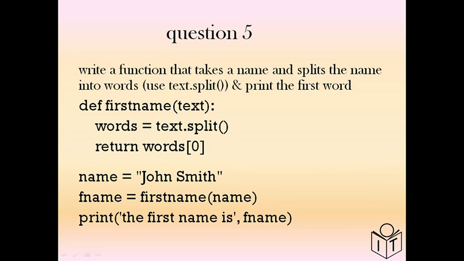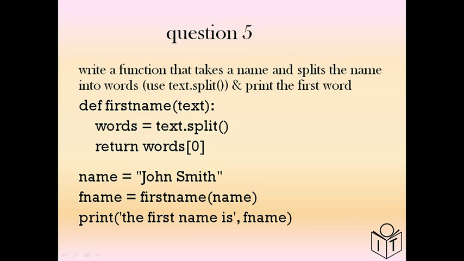Finally, question 5. Write a function that takes a name and splits the name into words and prints the first word. So you can use text.split. So here we have a name, John Smith. We call the function with the name in brackets. So the function first name receives that text. We can split that into words by using text.split. And the first word is going to be the first element in the list, because split always returns a list.